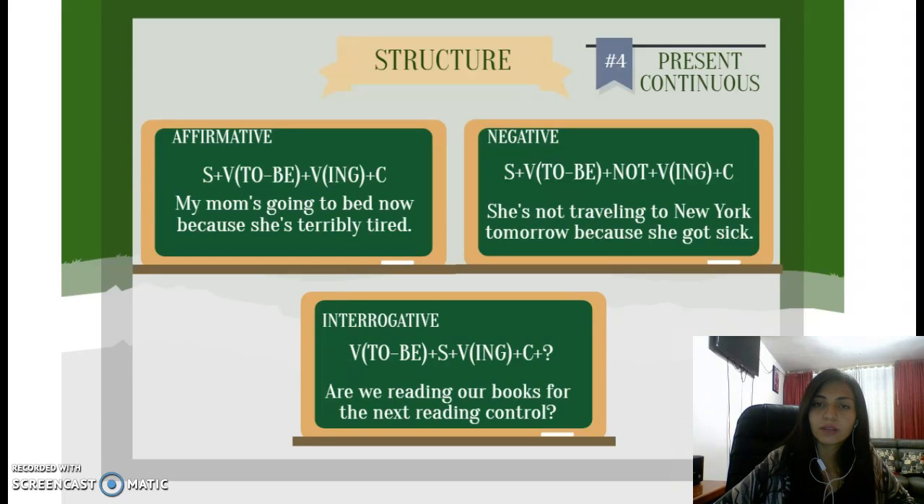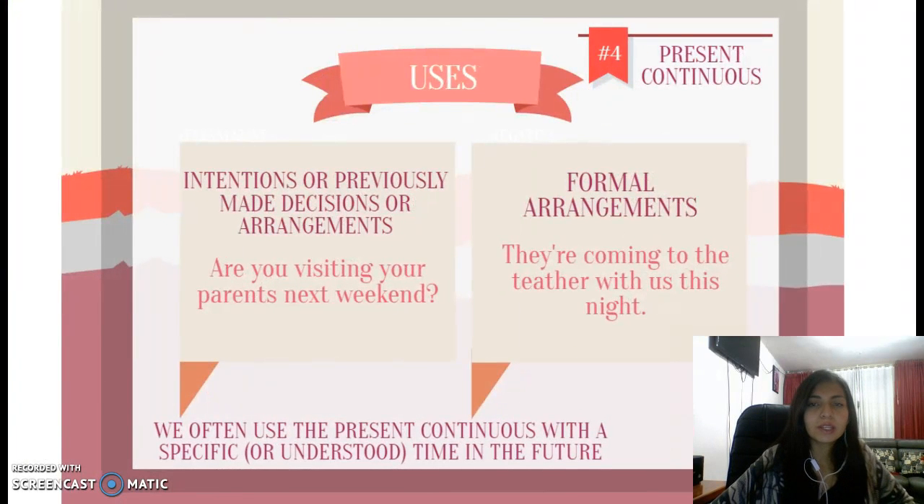In the negative we have the subject plus the verb to be plus not plus the verb in ing plus the complement. The example is, she is not traveling to New York tomorrow because she got sick. And in the interrogative we have the verb to be plus the subject plus the verb ing plus the complement plus the question mark. So, for example, are we reading our books for the next reading control? I don't know.